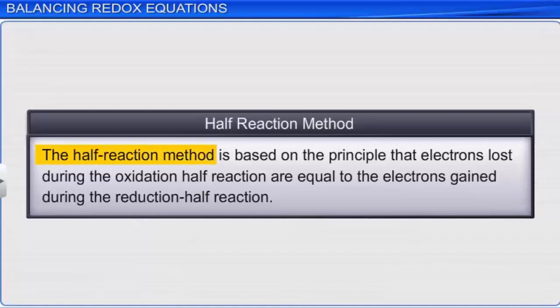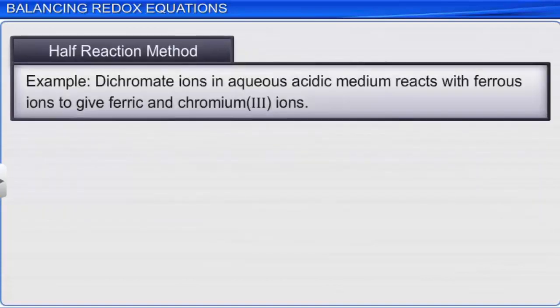The half reaction method is based on the principle that electrons lost during the oxidation half reaction are equal to the electrons gained during the reduction half reaction. Let's look at an example. In this reaction, dichromate ions in aqueous acidic medium react with ferrous ions to give ferric and chromium 3 ions.